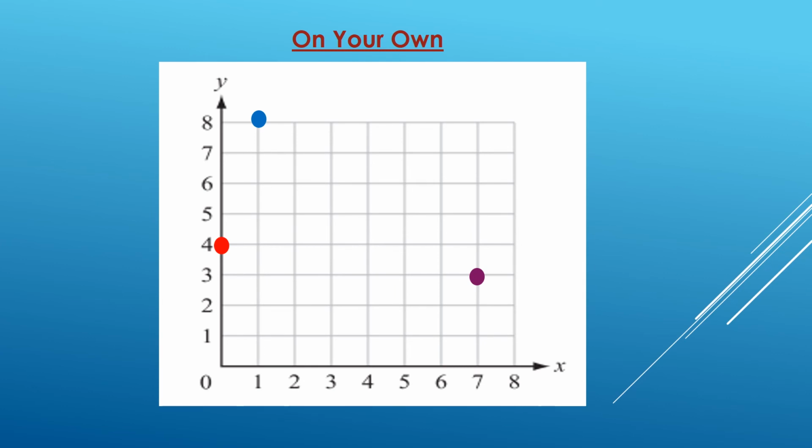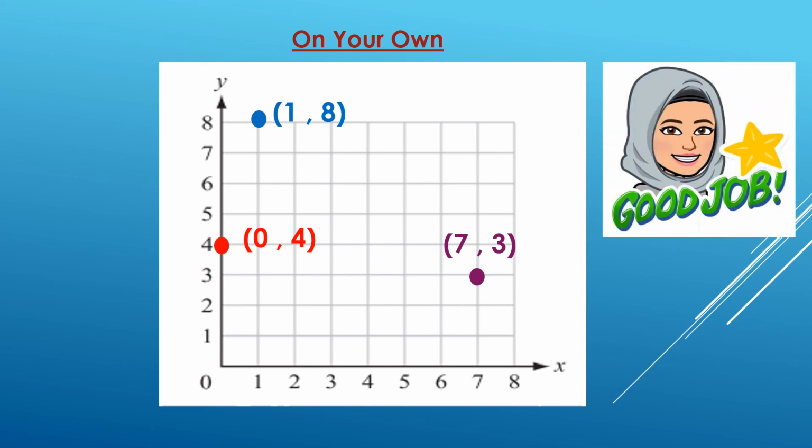Now try to do these numbers on your own. Take a few seconds and write down the ordered pairs. Very good, you are so fast. 7, 3, 0, 4, and 1, 8. Good job.